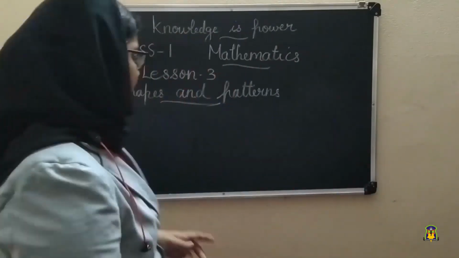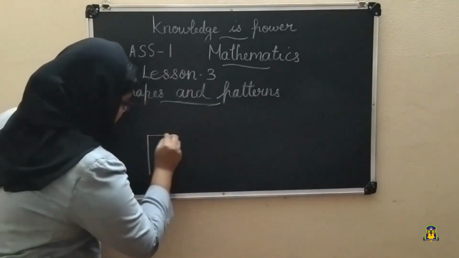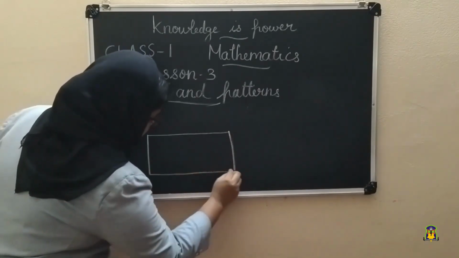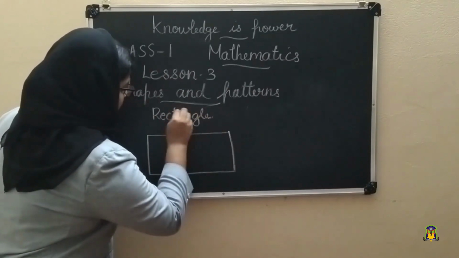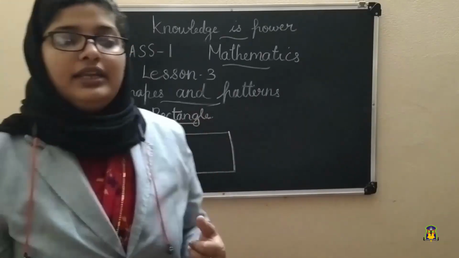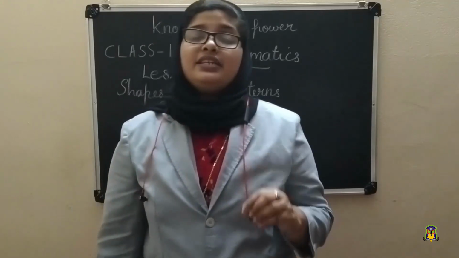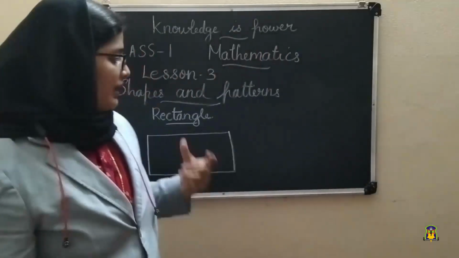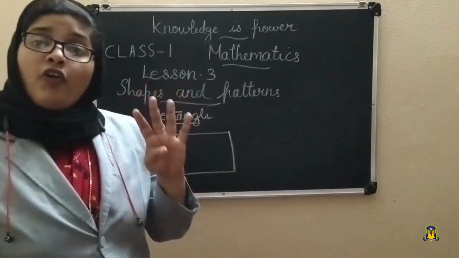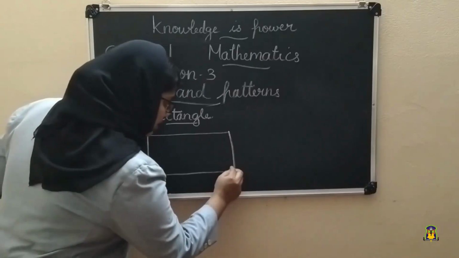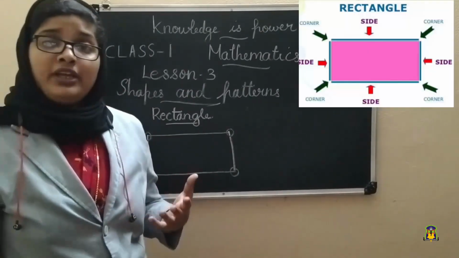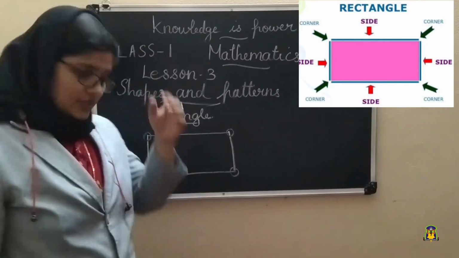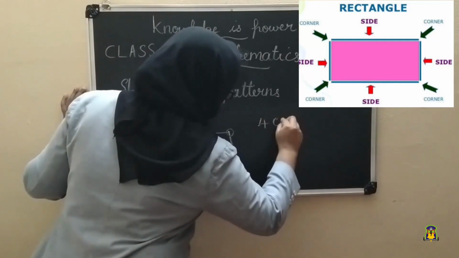So all of you look here. This is a rectangle. R-E-C-T-A-N-G-L-E. Okay. So, a rectangle has four corners. All of you look here. These are corners. Okay. These are corners. Edges. So, how many corners are there for a rectangle? Four corners.